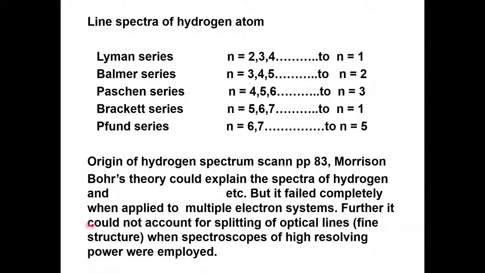So, Bohr's theory could explain the spectra of hydrogen, but it failed completely when it was applied to multi-electronic systems. Further, it could not account for the splitting of optical lines when spectroscopes of high resolving power are used. Sometimes you will see two frequency lines. So, Bohr's theory could not explain that.